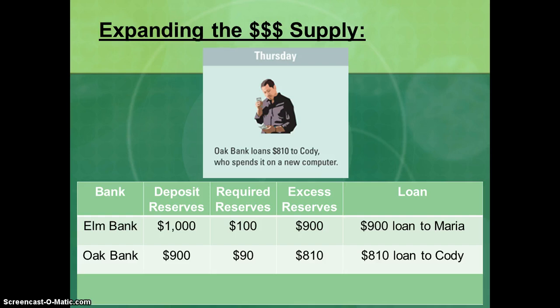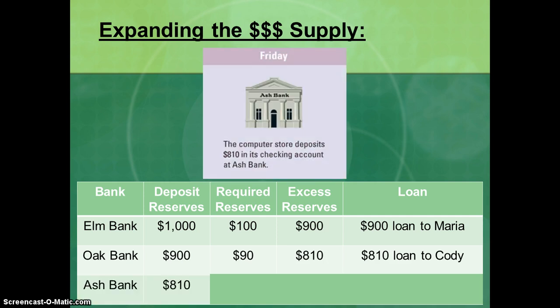So they give $810 to Cody, who spends the money on a new computer. Of course, this isn't a loan. Cody's computer store then deposits the $810 into their bank, called Ash Bank. Ash Bank keeps their 10% required to keep in the bank, so that way they have cash on hand if for some reason someone comes to withdraw actual cash. They turn around and have $729 to loan out.